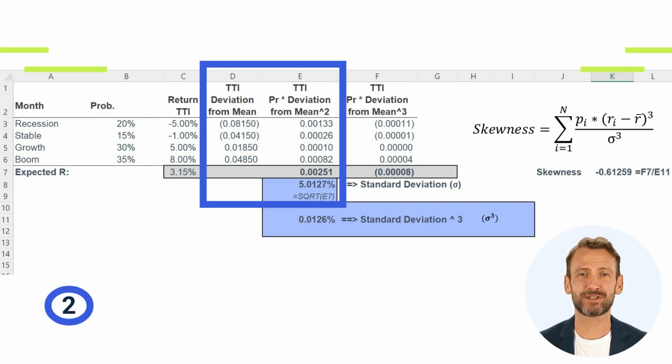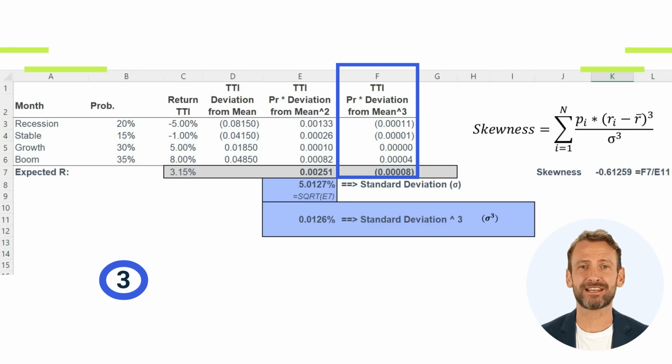Once you have the expected return for TTI, you can calculate the variance and standard deviation of its returns. Remember that we performed these calculations step by step in one of the previous videos on standard deviation for probabilistic scenarios. Just to refresh your memory, we need to calculate the deviation of the return for each month from the expected return. These deviations must then be squared and multiplied by the probability of the respective scenario. Finally, remember that the sum of squared deviations weighted by each probability is the variance, and the square root of the variance is the standard deviation.